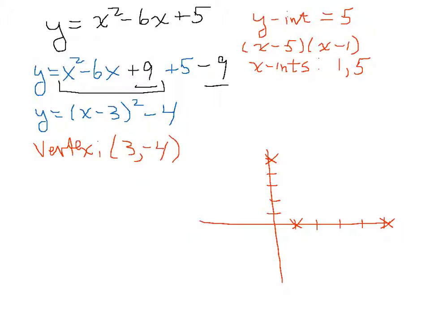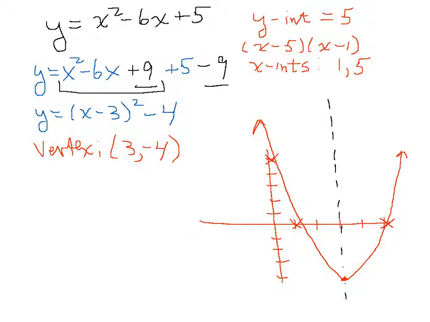Now notice the vertex is 1, 2, 3, 4. The x value of the vertex is directly halfway between the roots, and it'll always be that way. There's beautiful symmetry in every parabola. In fact, such beautiful symmetry that we call this line the axis of symmetry.